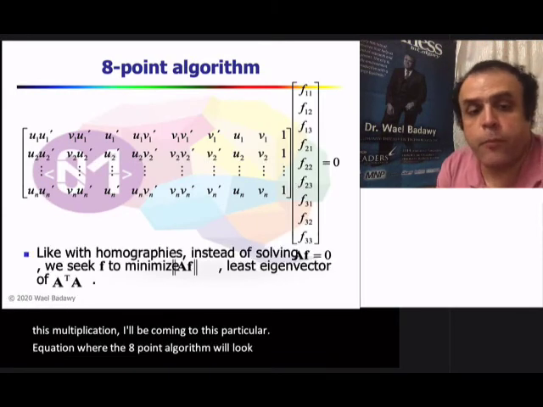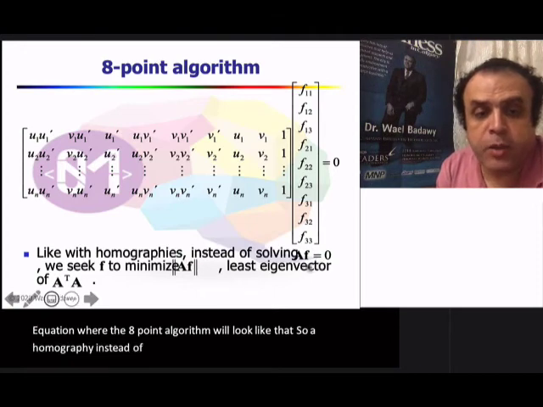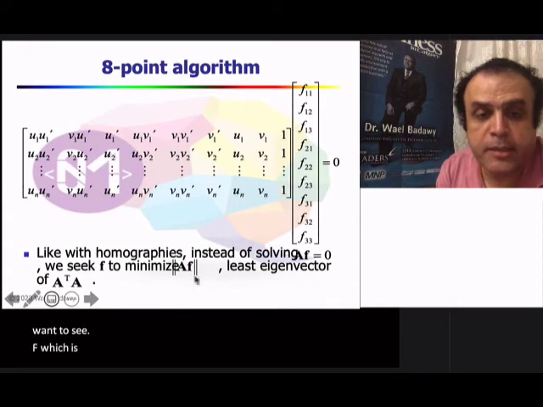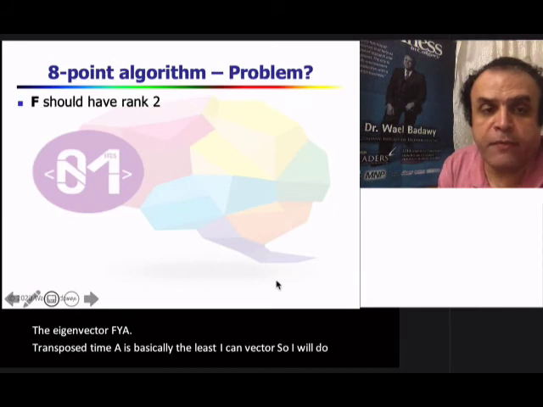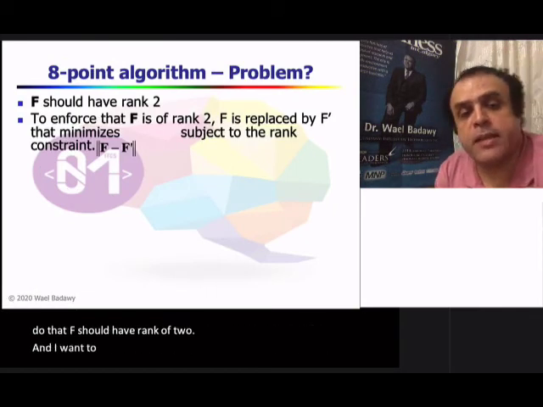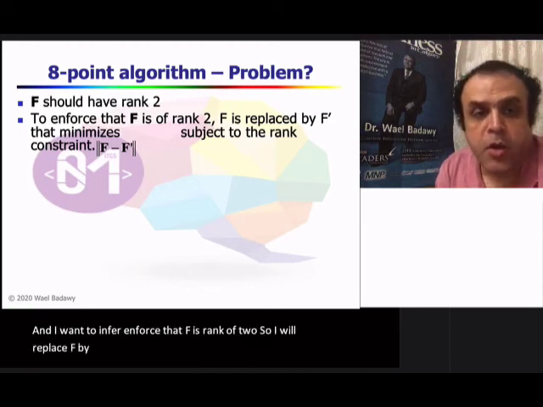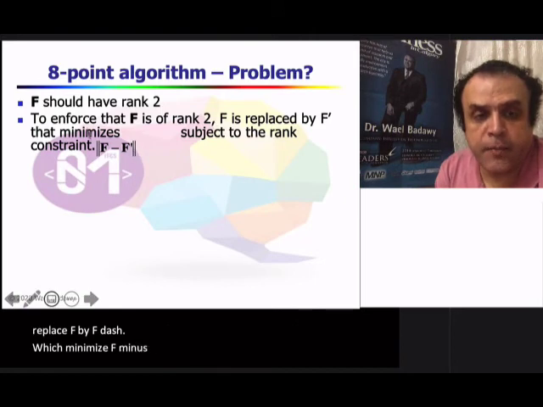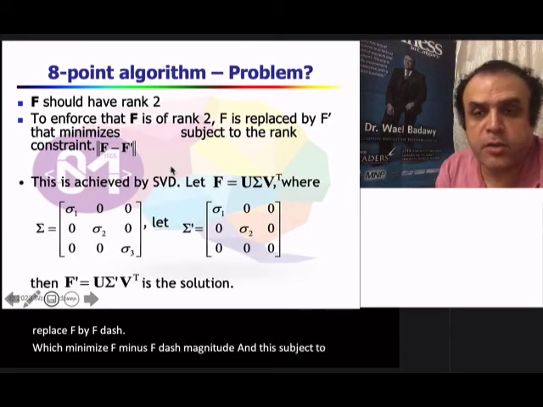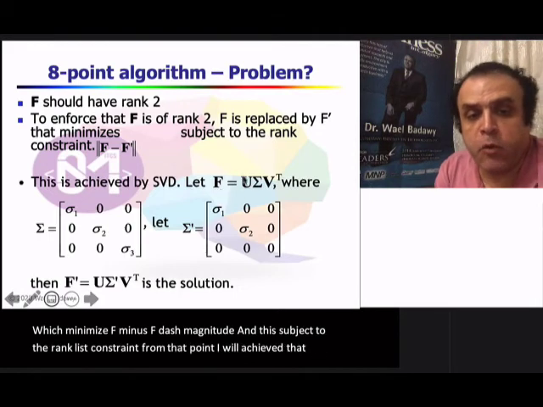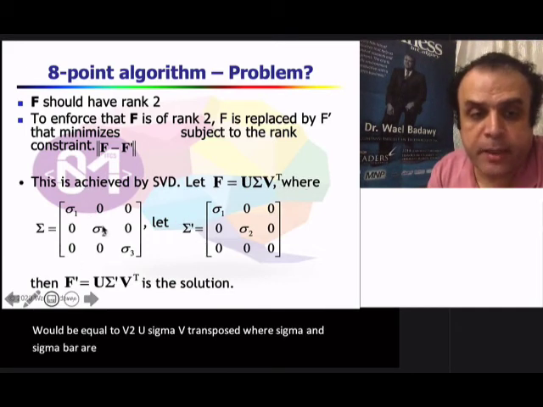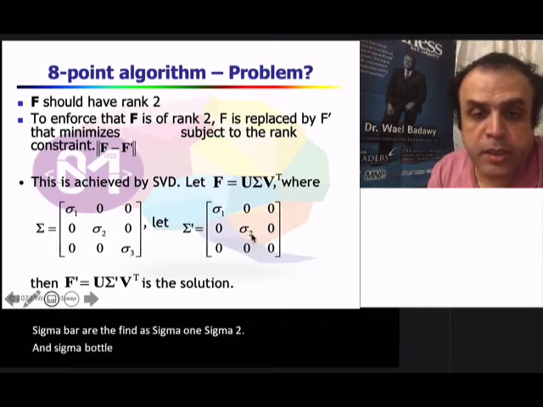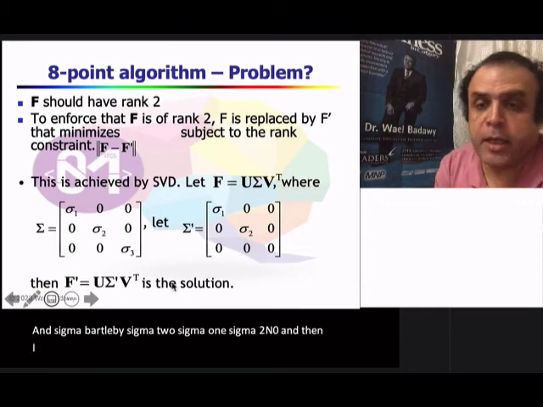Like a homography, instead of solving this equation directly, I want to seek F which minimizes the norm of AF, where A transpose times A gives the least eigenvector. F should have rank 2, and I want to enforce that F is rank 2, so I will replace F by F dash, which minimizes the magnitude of F minus F dash, subject to the rank constraint. From that point, F will be equal to U sigma V transpose, where sigma and sigma bar are defined as sigma 1, sigma 2, sigma 3, and sigma bar as sigma 1, sigma 2, and 0. Then I do the multiplication and I find the solution.